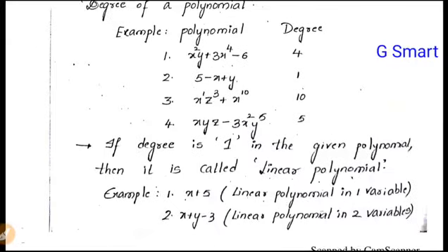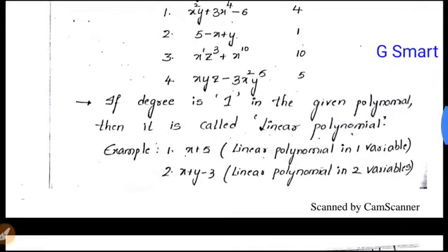If the degree is 1 in the given polynomial, then it is called a linear polynomial. Example, x plus y. This degree is 1, so it is a linear polynomial. In this linear polynomial, only one variable is there, so it is called a linear polynomial in one variable. Next, x plus y minus 3. This is also a linear polynomial, but in this one two variables are there, so it is called a linear polynomial in two variables.